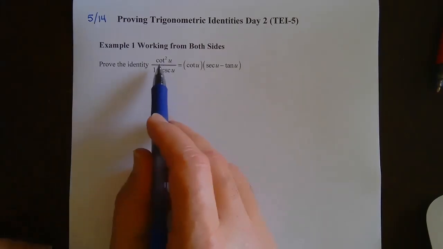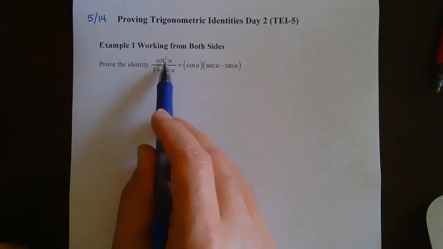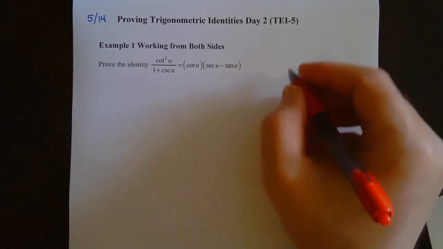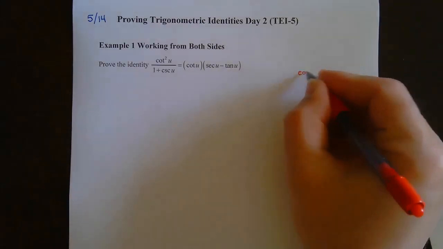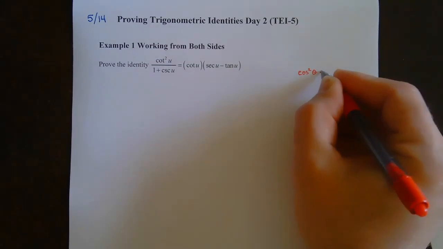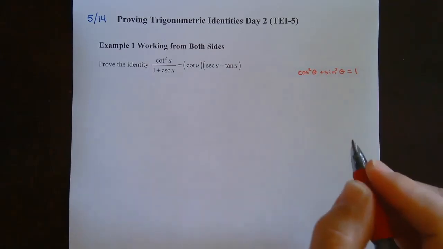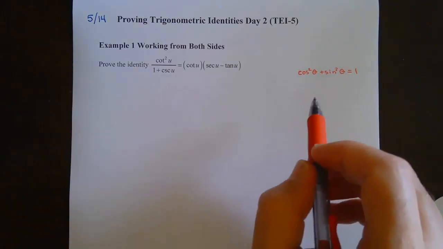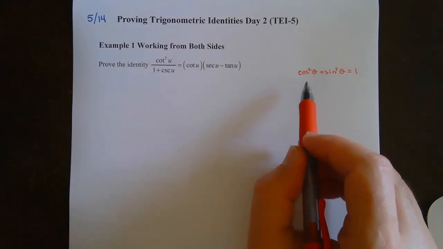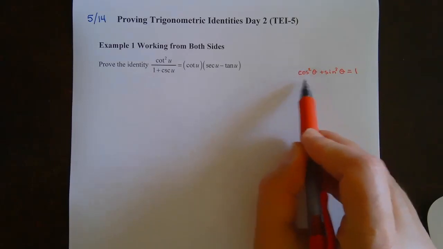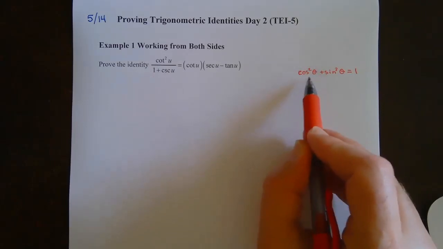So right here we see on the left-hand side the cotangent squared u, right? So we should be thinking a Pythagorean identity. Anytime we see a squared trig function, we should be thinking some type of Pythagorean identity. So we know that cosine squared theta plus sine squared theta is always equal to 1. So we can get a cotangent squared theta out of this by dividing both sides by sine squared theta. If we take cosine squared theta and divide by sine squared theta, we get cotangent squared theta.